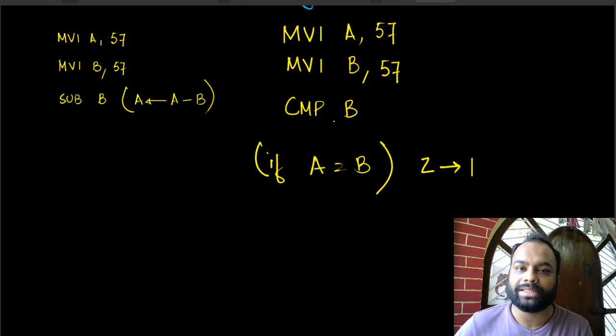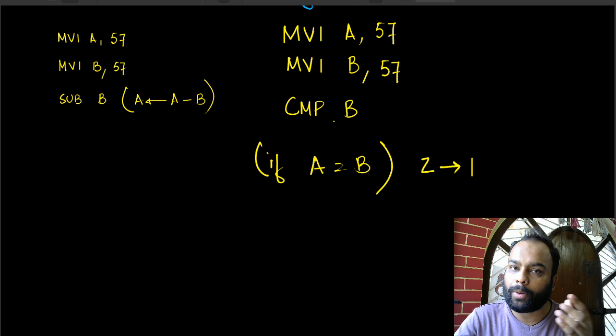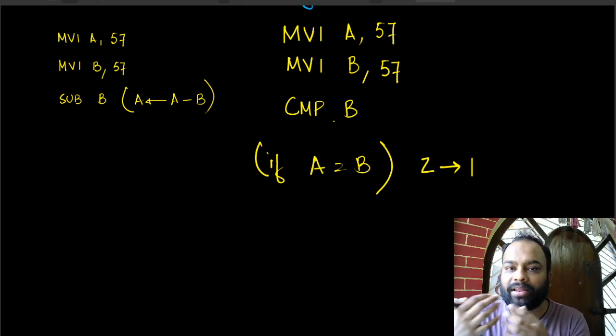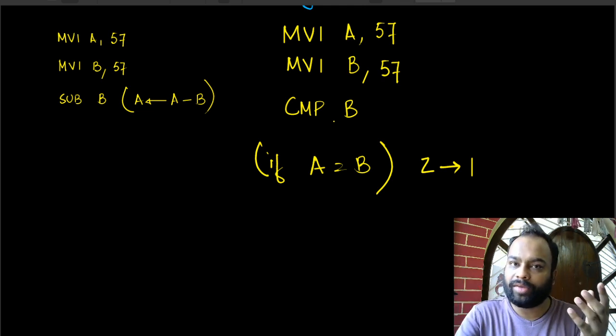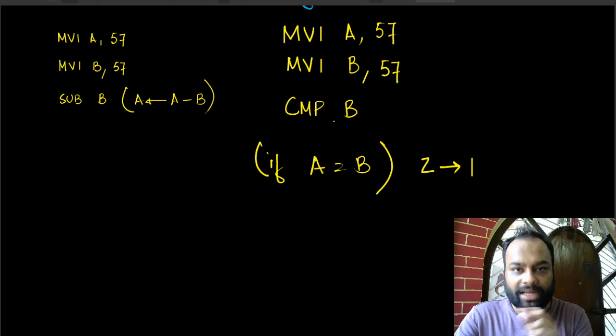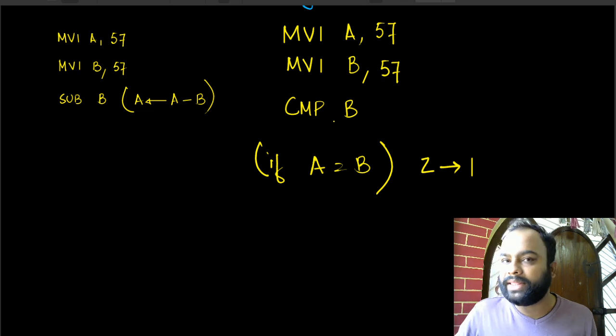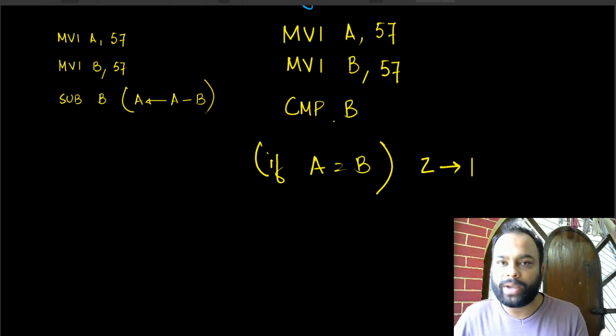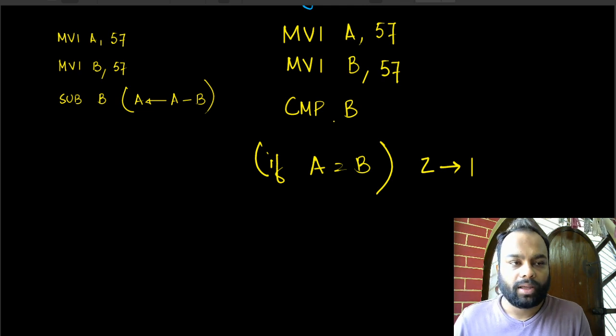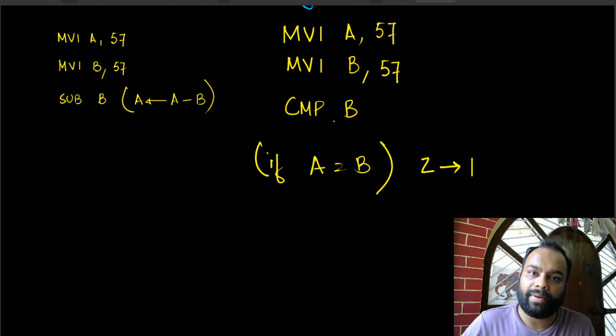Under the hood, the compare instruction is probably doing some subtraction. After the subtraction, if it sees that the result is 0, then it sets the zero flag, right? Something like that is happening under the hood. That is why the zero flag is set when the two numbers we are comparing are equal. So that's another example where the zero flag would be set.